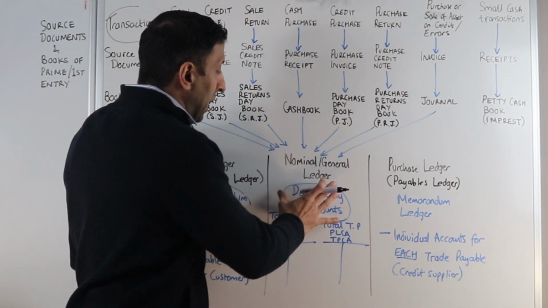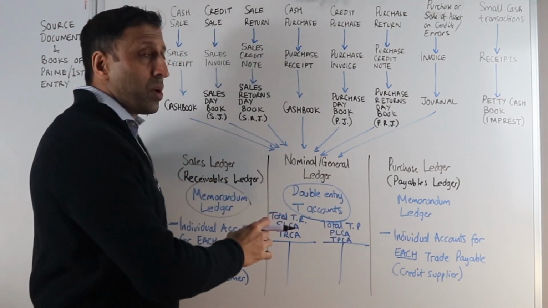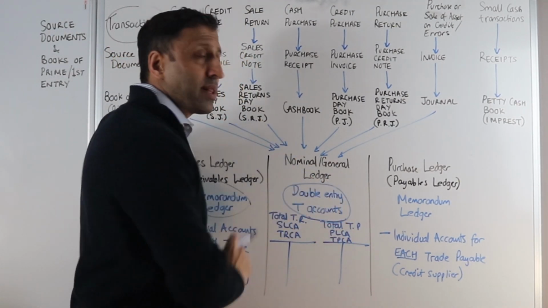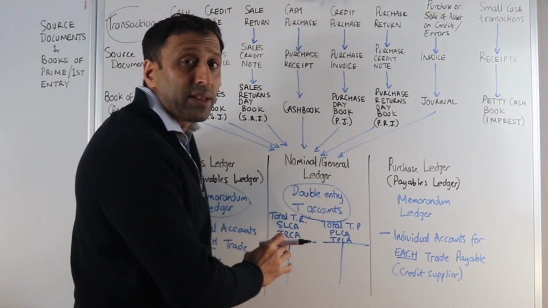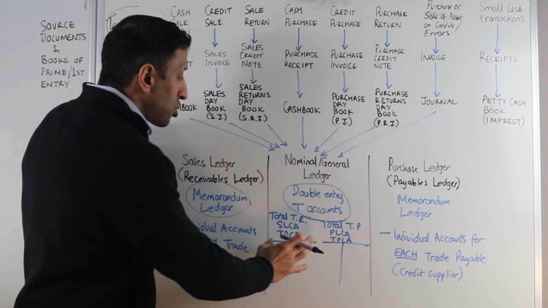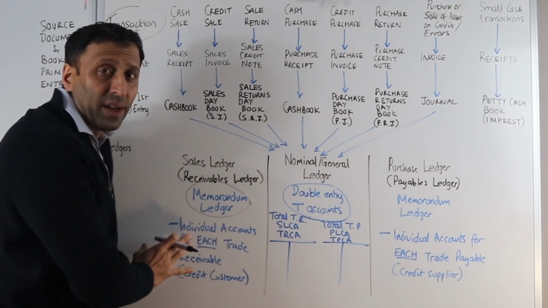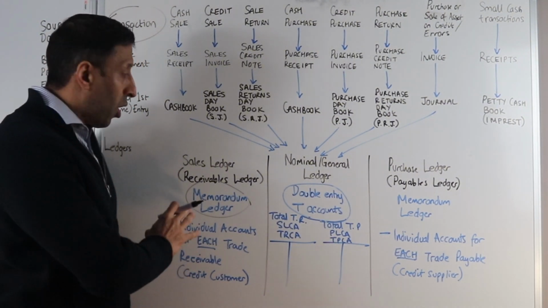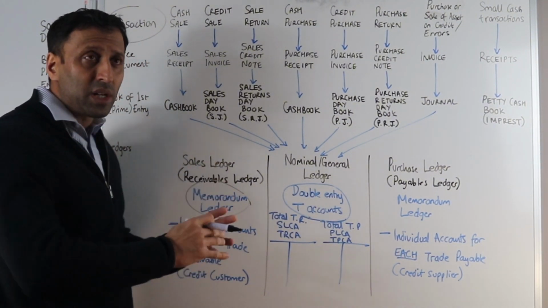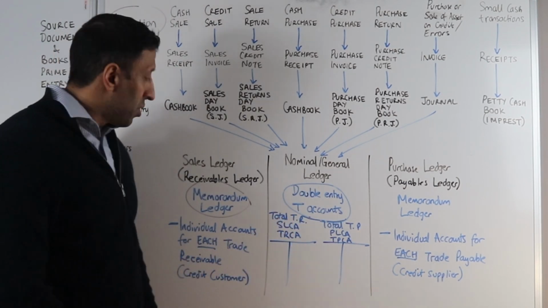So we do the double entry in here. If we make a credit sale, for example, we would credit the sales account inside the nominal ledger and debit the trade receivables account inside the nominal ledger. And since the trade receivables is affected in this transaction, we would also update the individual trade receivables account inside the sales ledger or receivables ledger, which is essentially a place to store T accounts for individual trade receivables.